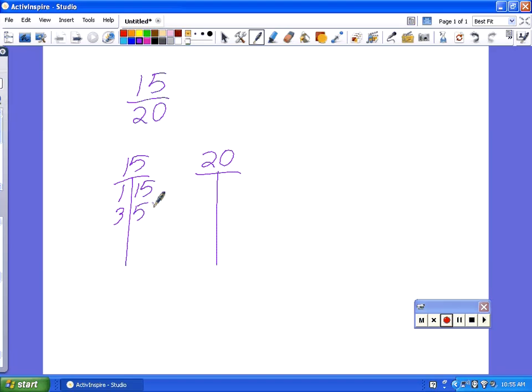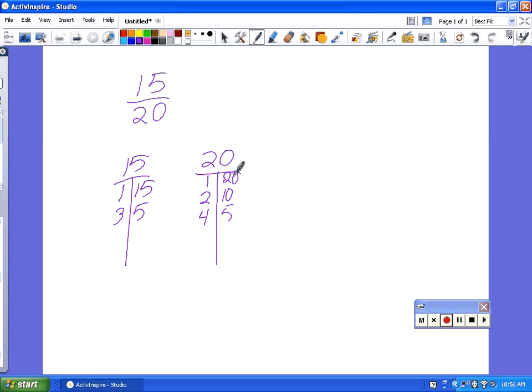Can anybody tell me all the factors of 20? Sophie? 2, 4. Sure you can. What goes with 2? 10. What goes with 4? 5. What number is always a factor? 2. Not 2. 1. And what goes with 1? 20.